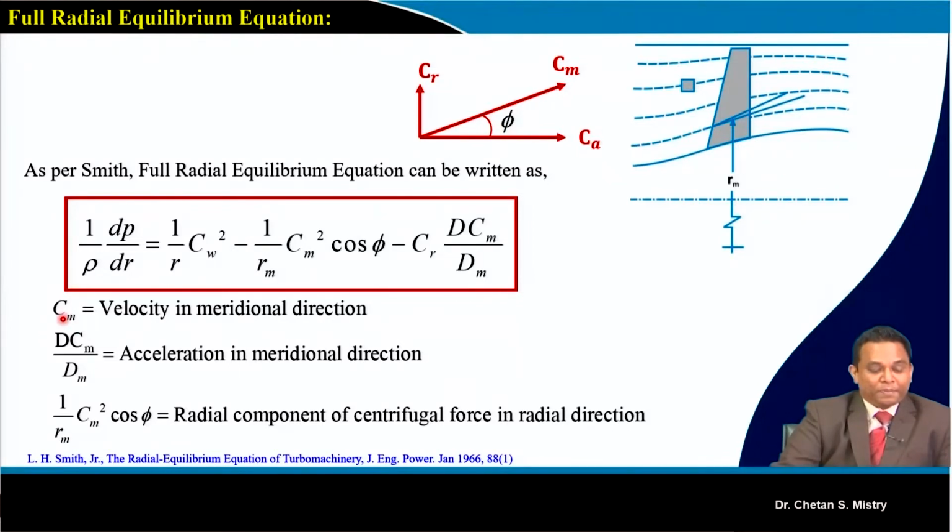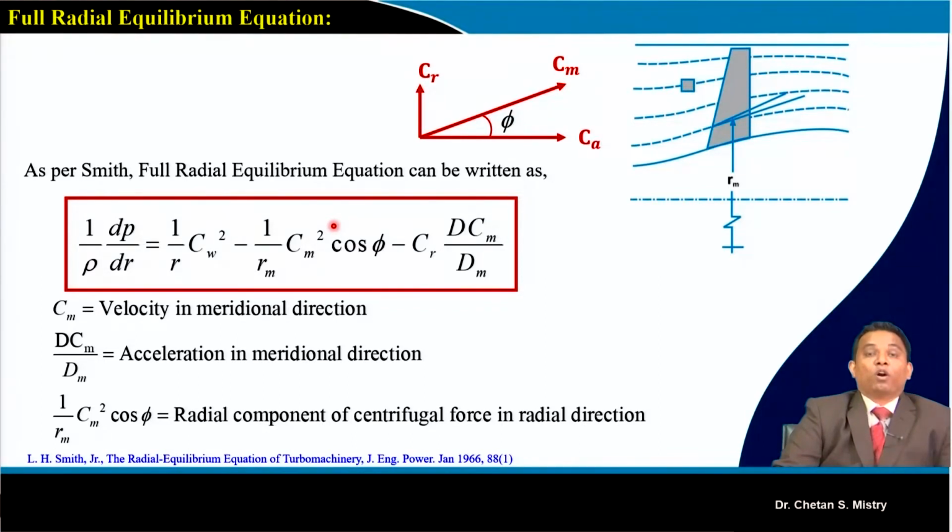If you look at this, cm, as I told, is the velocity in the meridional direction. dcm by dm is nothing but its acceleration in the meridional direction, and this term, 1 upon rm cm square cos phi, is the radial component of the centrifugal force. Putting it all together, it gives us an idea of how the three dimensionality of the flow comes into the picture and how we use our radial equilibrium theory.